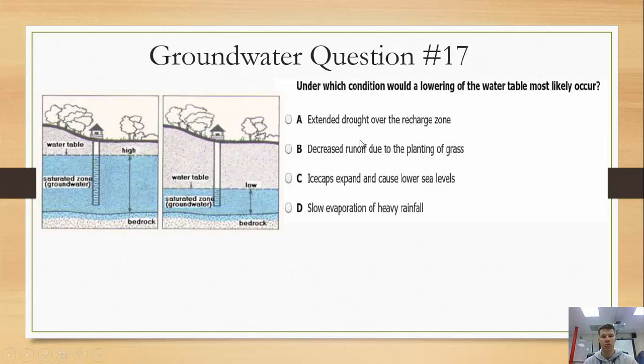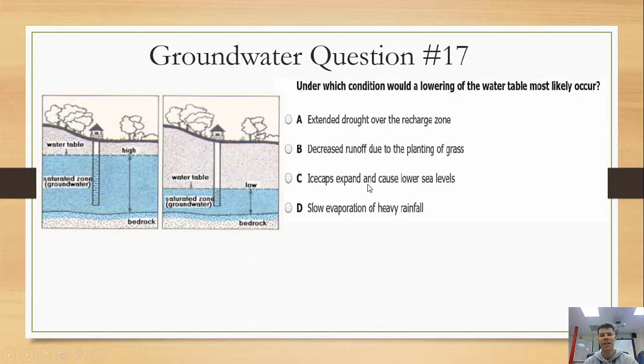So let's just focus on the word drought. Would drought cause the water table to lower? All right, seems like a pretty good answer. Let's look at the other ones. Decreased runoff due to the planting of grass. There's a lot of things wrong with this one. Planting of grass would not decrease runoff, and decreased runoff would mean that there's more water being absorbed by the ground, which would help keep the water table higher. So that's a bad answer for a couple reasons.